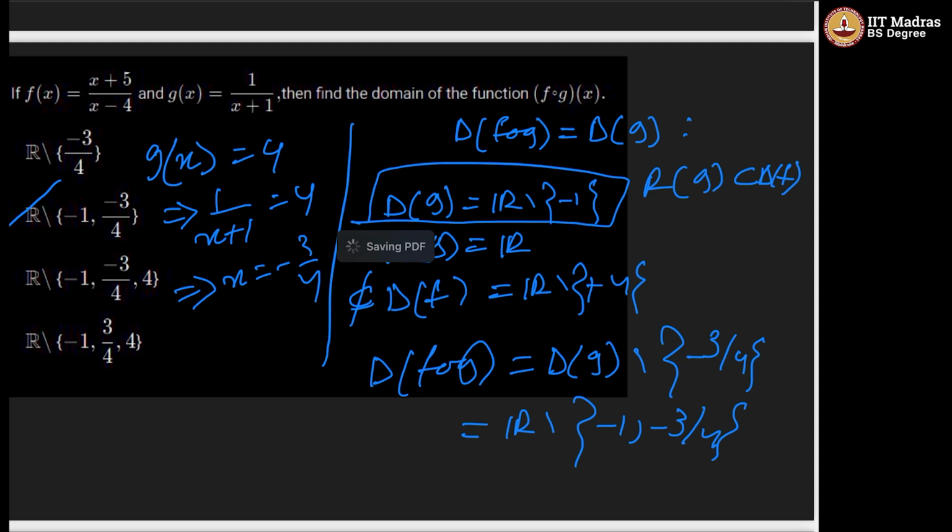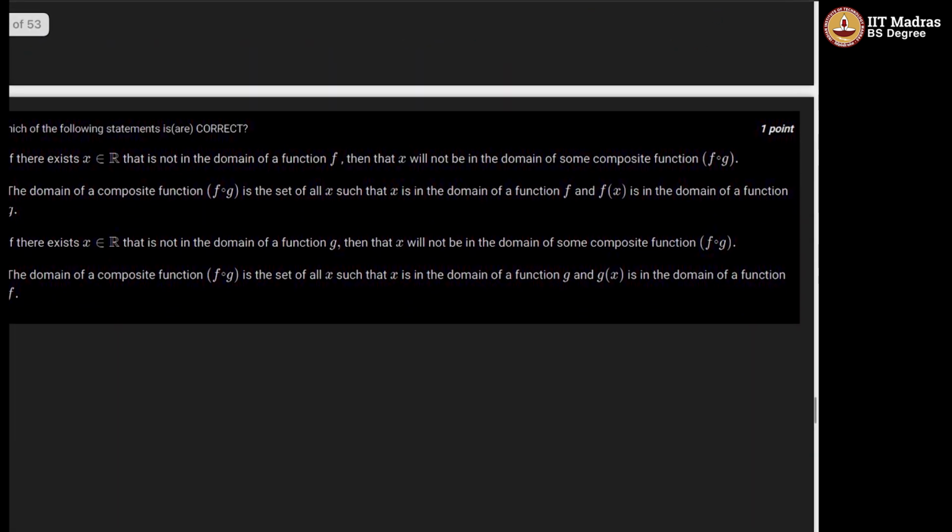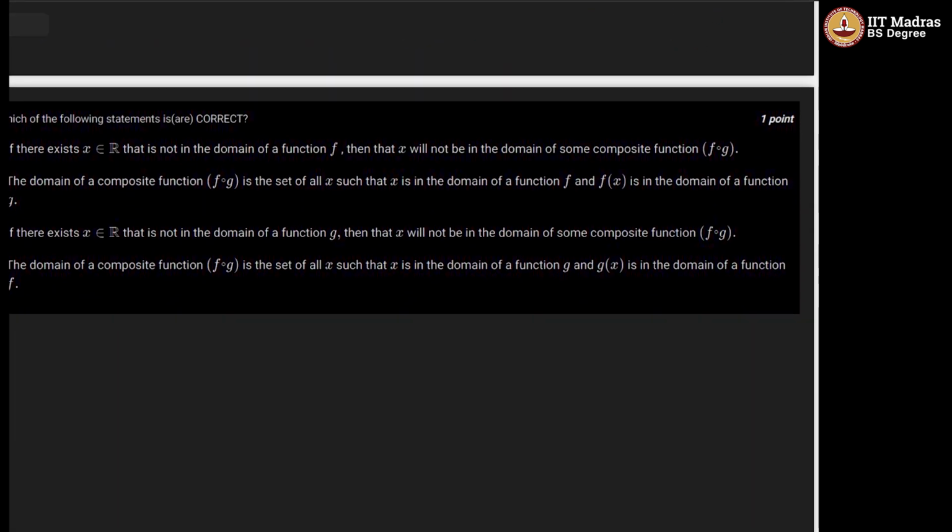Let's move to the next question. This is the last question. So which option is correct? If there exists x belongs to R that is not in the domain of f, then x will not be in the domain of the composite function f compose g. So this is not true, right? Because there is no relation between domain of f and domain of f compose g. So this is not true.